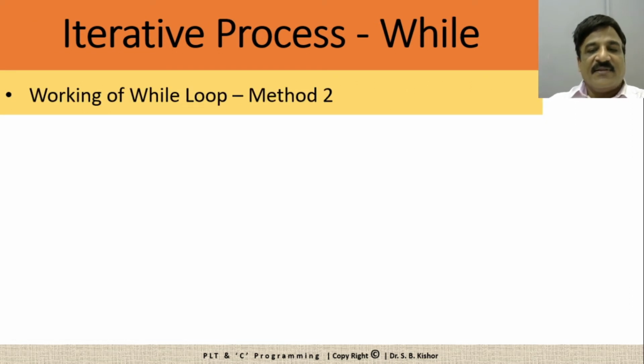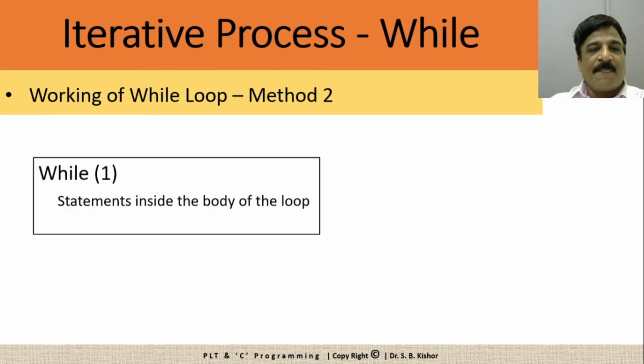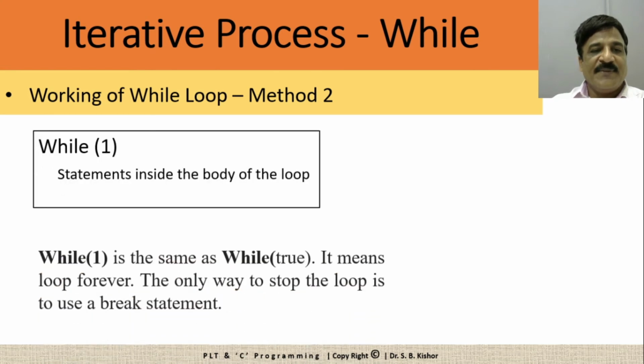Now, another format of while loop is called while 1. Okay, so what is while 1? While 1 is the same as what? While true. It means loop forever. It means these steps are going to be executed continuously. So in short, we can say that it is an infinite loop. So in order to terminate that infinite loop, what should be there? There should be a statement inside this looping statement which is going to terminate this loop, and that statement is a break statement. Okay, so let's take one example in order to get an idea how this particular statement works.